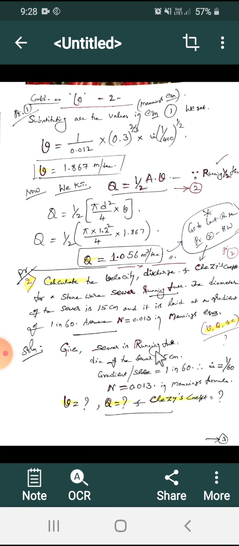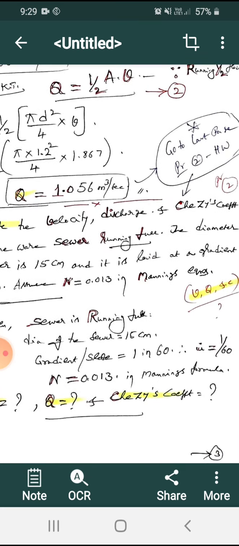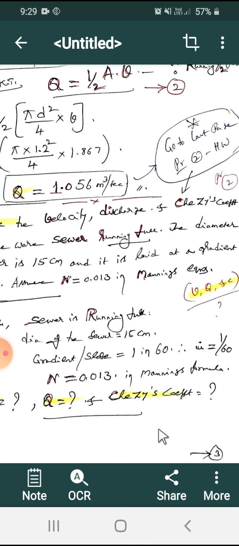See, now the sewer is running full, so what are the parameters that are given? We have to find out V, Q, and C, Chezy's coefficient also you have to find out. He is asking. Now here the sewer is running full. Diameter of the sewer they have given. Okay, so I will just zoom it. Diameter of the sewer is 15 centimeter. Then gradient is 1 by 60. I is equal to 1 by 60.